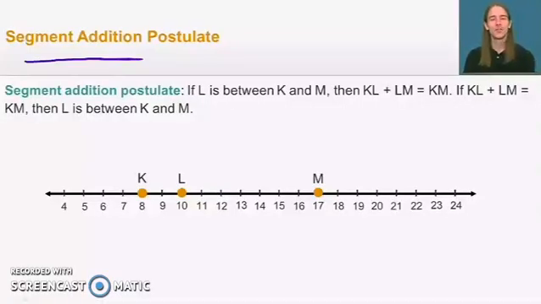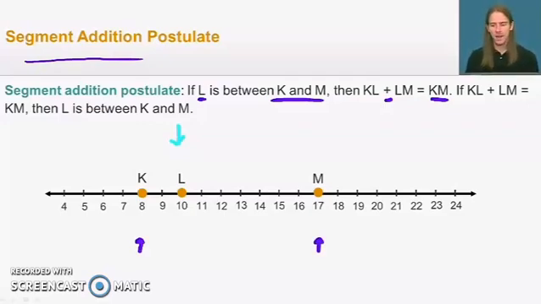The segment addition postulate states that if a point L is between two other points, K and M, then the sum of KL plus LM is equal to the entire length of KM. This is easier to understand by checking out this diagram. Here we've got a point, L, and it's definitely between the other two points, K and M.